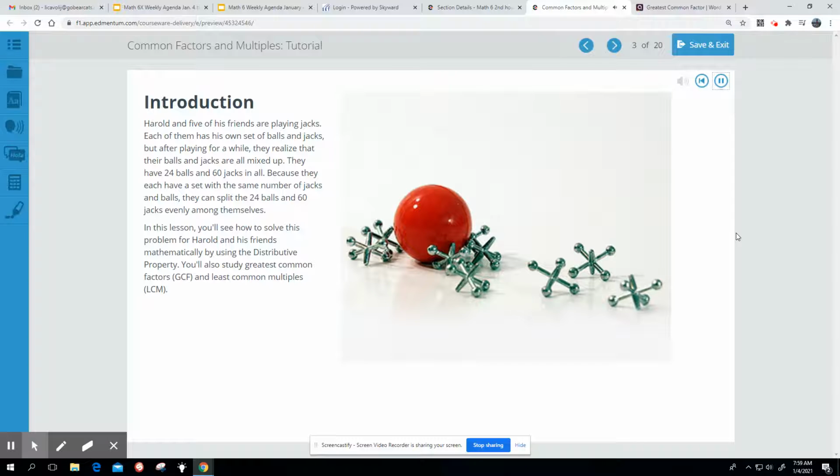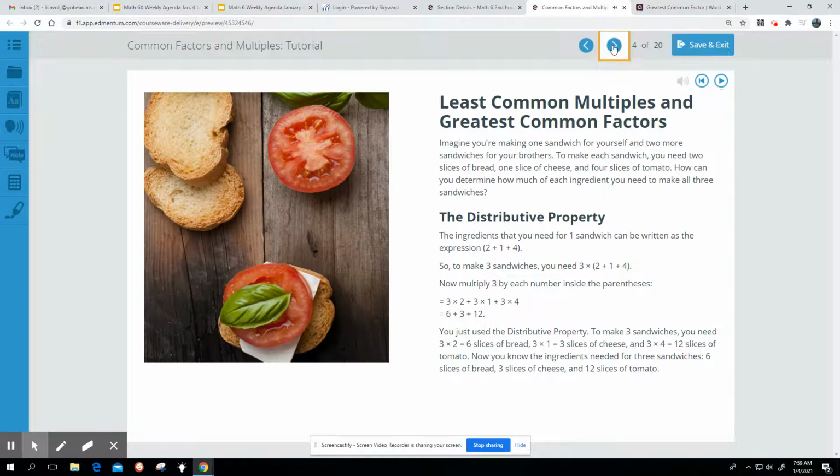In this lesson, you'll see how to solve this problem for Harold and his friends mathematically by using the distributive property. You'll also study greatest common factors, GCF, and least common multiples, LCM. Least common multiples and greatest common factors.